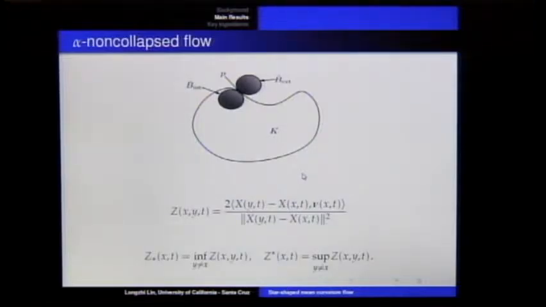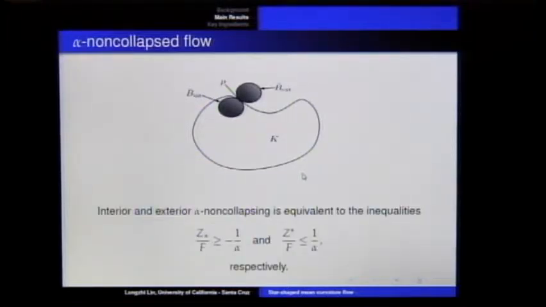Then you see that the exterior ball condition would be equivalent to z upper star, taking the sup of that, being less or equal to 1 over alpha, right? Then it will satisfy the exterior sphere condition. And the other way is the same, right?